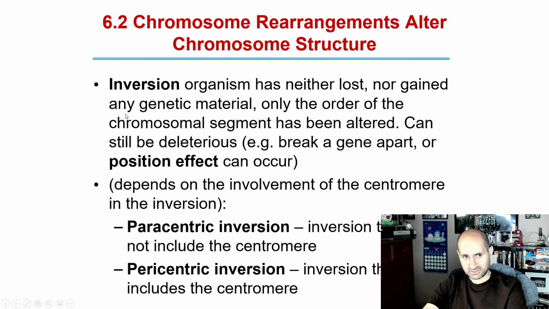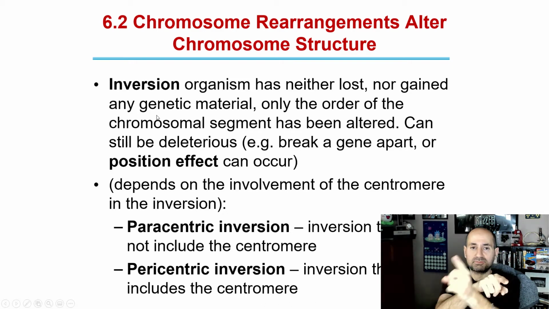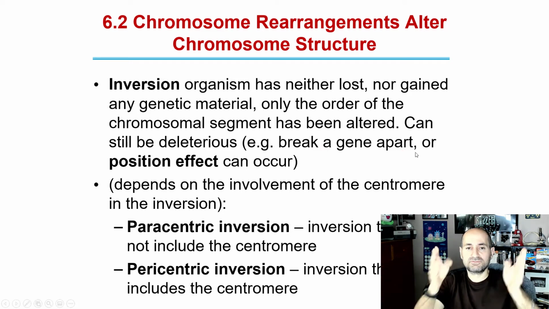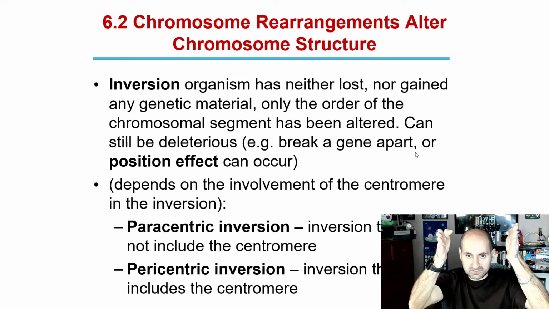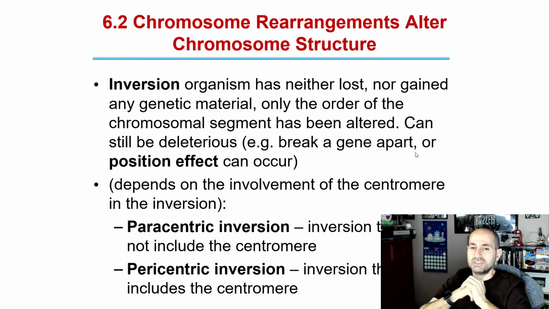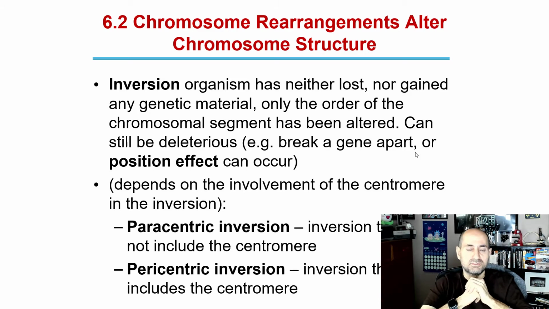What about inversions? We talked about inversions. In inversion, DNA is neither lost nor gained. Does that make sense? DNA is neither lost nor gained. It's just flipped around, right? But this can still have a bad effect on development. What if it breaks a gene apart? Like I said, what if the area where the chromosomes cut to flip around, what if you cut right in between a gene? What if you destroyed a gene in the process of flipping that chromosome around?